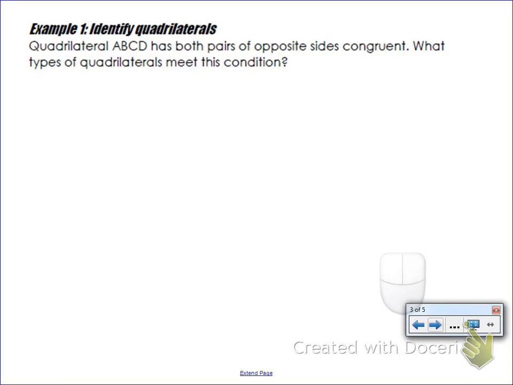So, by now we should have hopefully created a list of properties. We can use that to figure out what some of these quadrilaterals are based on their properties. So we're given that quadrilateral ABCD has both pairs of opposite sides congruent. What types of quadrilaterals meet this condition? So what we want to do is look at our properties and say, which quadrilaterals have the properties where both pairs of opposite sides are congruent. And if we remember, that's a parallelogram property. So we definitely know that parallelogram is going to work for this.